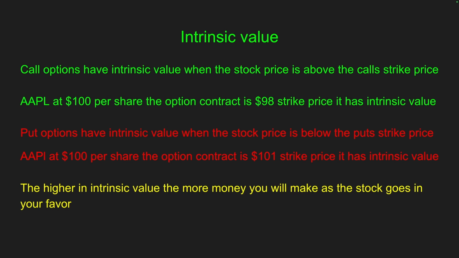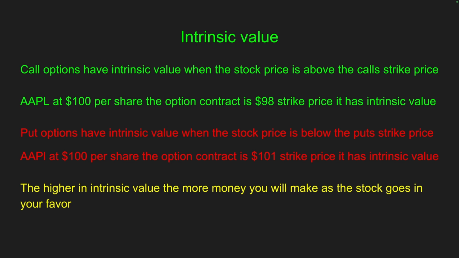So we have intrinsic and extrinsic value. Right now we're going to go over intrinsic value. Call options have intrinsic value when the stock price is above the strike price that we're buying at. For example, if Apple is $100 per share and the options contract strike price is at $98, we have intrinsic value. For put options, we will have intrinsic value when the stock price is below the put strike price. So if Apple is at $100 per share and our option contract is at a $101 strike price, we then have intrinsic value. It's in our favor.